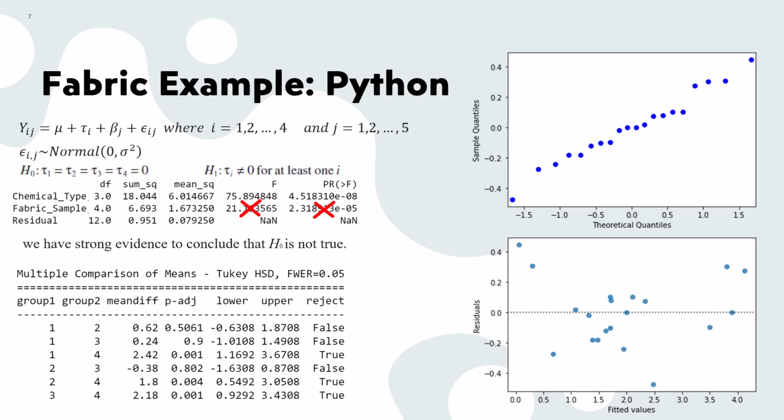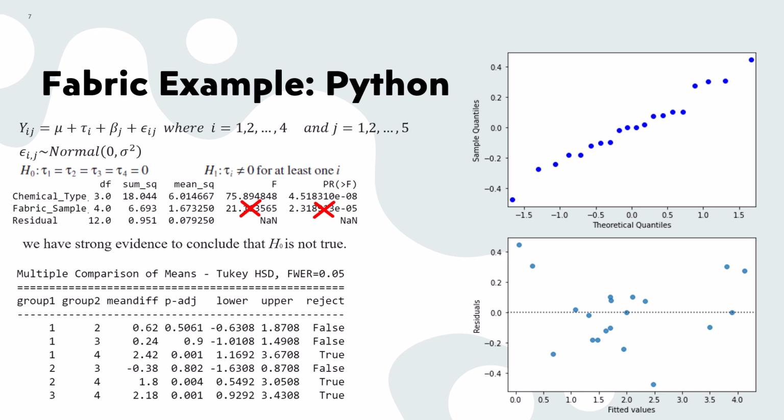Alternatively, we can use Python to perform the ANOVA analysis. By default, the ANOVA output includes an F statistic for the blocking factor. However, this is not the primary focus of our study. Our main interest lies in assessing the impact of treatment levels, in this case, chemical types, on the response variable. Based on the ANOVA results, we conclude that there is a statistically significant difference among the chemical types in terms of their effect on tensile strength. This finding warrants further investigation through pairwise comparisons.